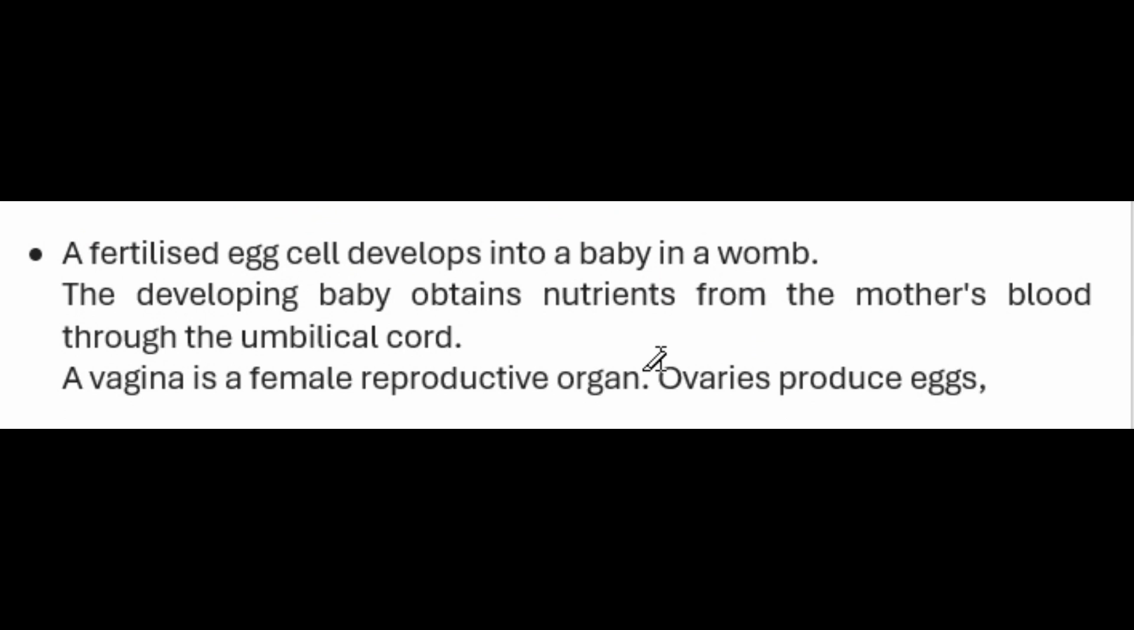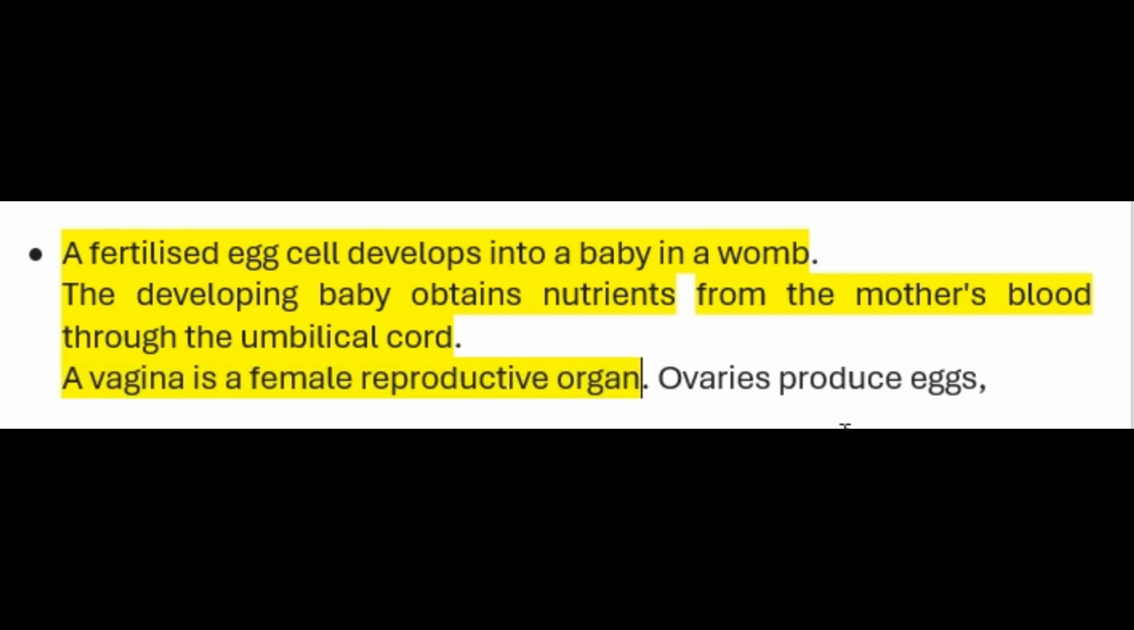A fertilized egg cell develops into a baby in a womb. The developing baby obtains nutrients from the mother's blood through the umbilical cord. A vagina is a female reproductive organ. Ovaries produce eggs.